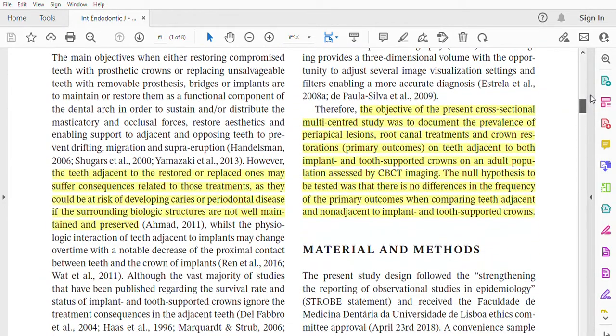As an introduction, the teeth adjacent to the restored or replaced ones may suffer consequences related to those treatments, as they could be at risk of developing caries or periodontal disease if the surrounding biological structures are not well maintained and preserved.